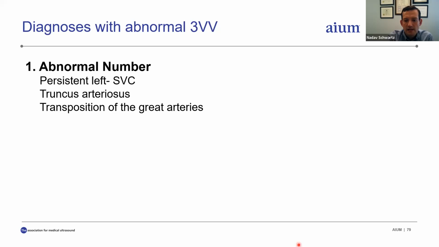So in summary, our final slide here, we want to look at the abnormal number of vessels for a 3-vessel view.